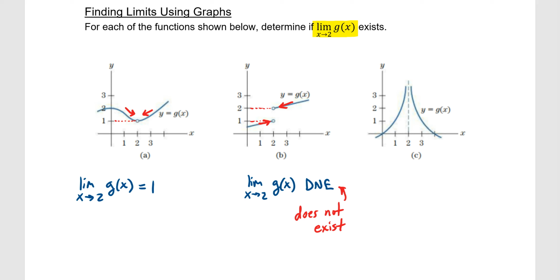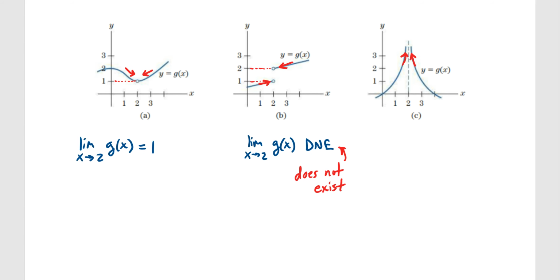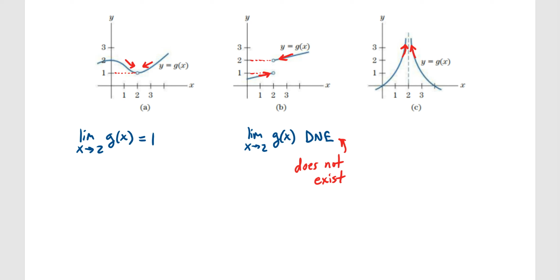And then the last one on the right, we have 2. We can see it looks like there's some sort of vertical asymptote at x equals 2. So if we go from the left and we go from the right, they're both going towards infinity from that point. So what we could say is the limit equals infinity because it's approaching infinity from both sides of 2.